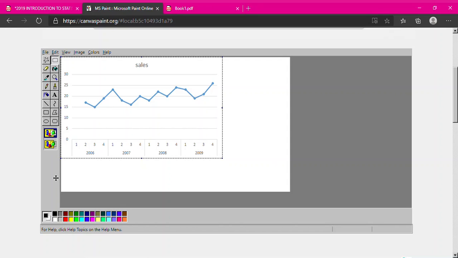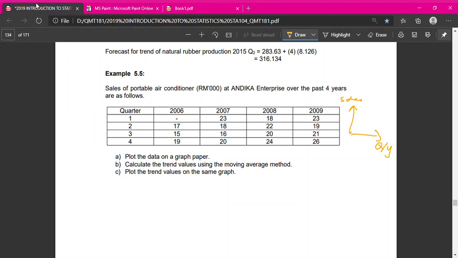Okay, so you plot all this and then draw the line. Okay, kalau time series data memang kena draw the line. Kalau scatter diagram dekat chapter 3 jangan draw line. Ini adalah time series data, baru you boleh draw the line sebab kita nak tengok dia punya up and down. Okay, alright. So ini adalah you punya graph tadi. Okay, sepatutnya kat sini I tulis dia punya variable sales, dan dekat sini sepatutnya I tulis quarter dan juga year. Okay, dia kita punya tajuk adalah sales of the air conditioner at Andika Enterprise.